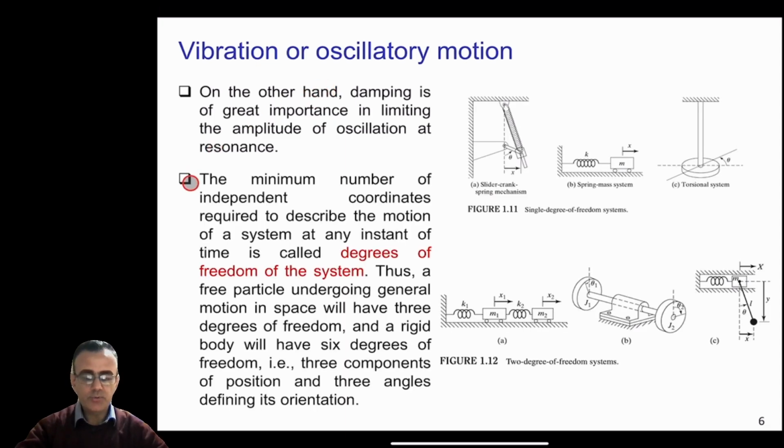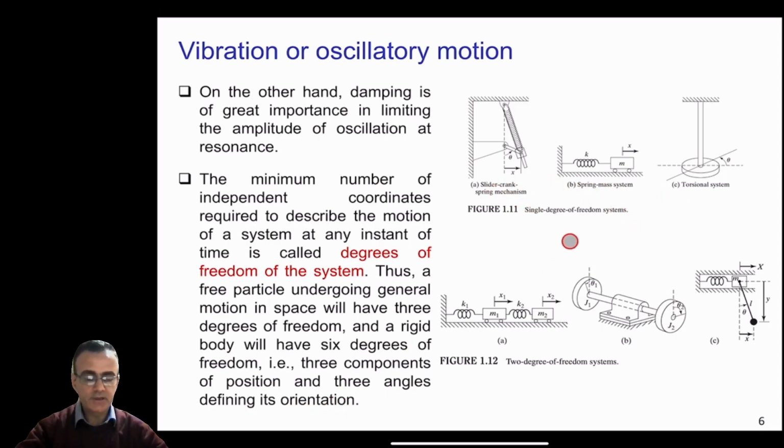Now, another important concept in vibration is the degree of freedom of a system. The minimum number of independent coordinates required to describe the motion of a system at any instant of time is called the degrees of freedom of the system. So a free particle undergoing general motion in space will have 3 degrees of freedom, and a rigid body will have 6 degrees of freedom. That is three components of the position and three angles defining its orientation.